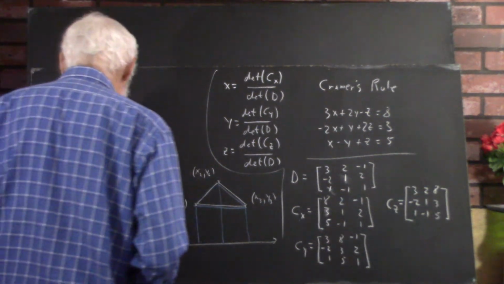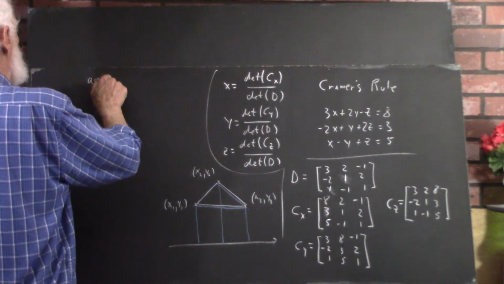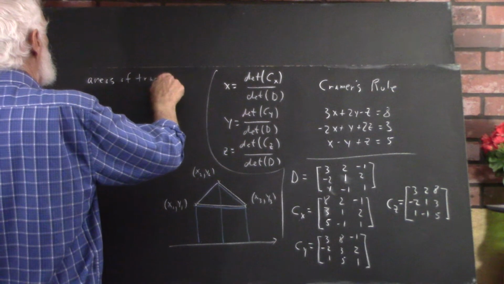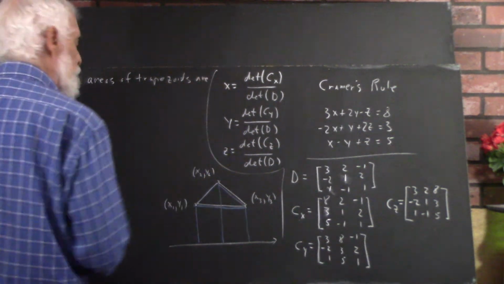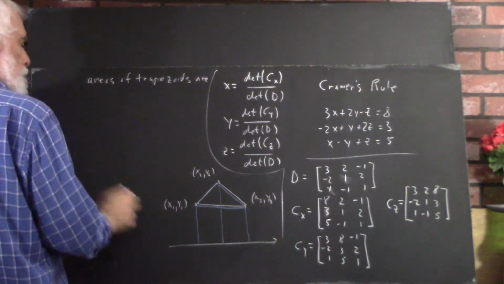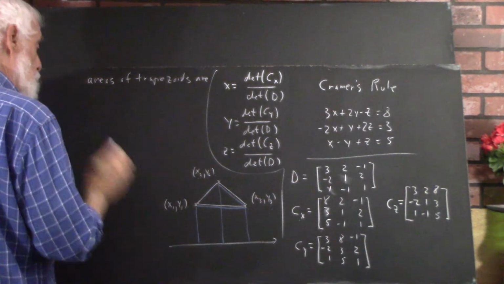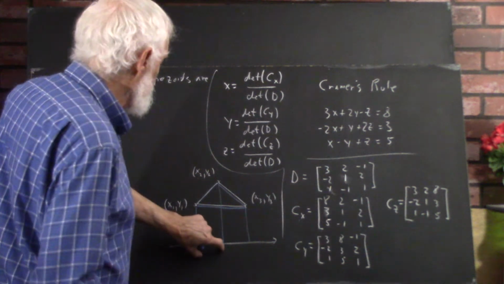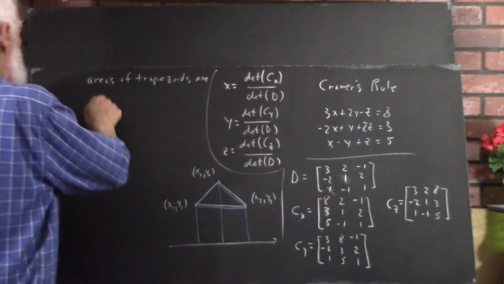So, the areas of the trapezoids are, okay, let's take the one for x1, y1, and x2, y2. The width of the trapezoid is x2 minus x1.